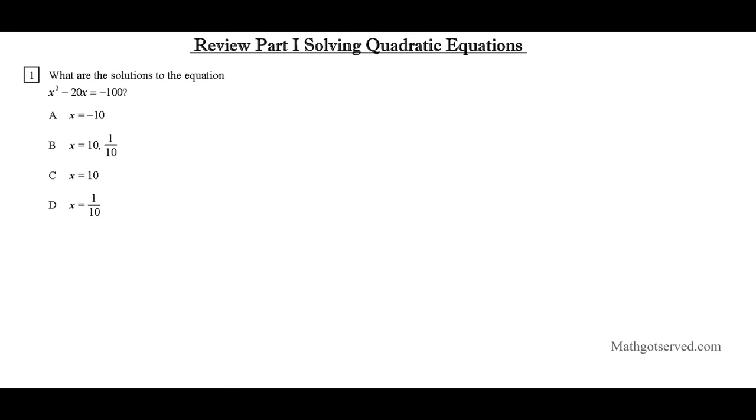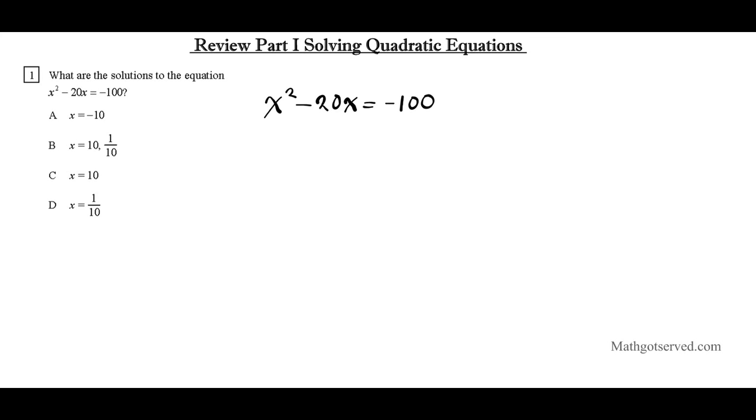So let's go ahead and take a look at question number one. It says, what are the solutions to the equation x squared minus 20x equals negative 100? So what I'm going to do first is place this quadratic equation in standard form. Basically, make it equal to 0 with the powers in descending order.